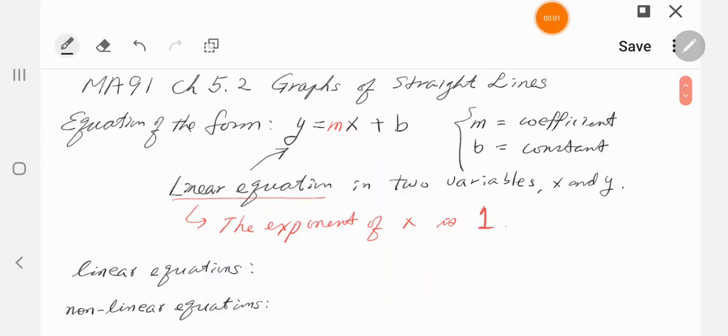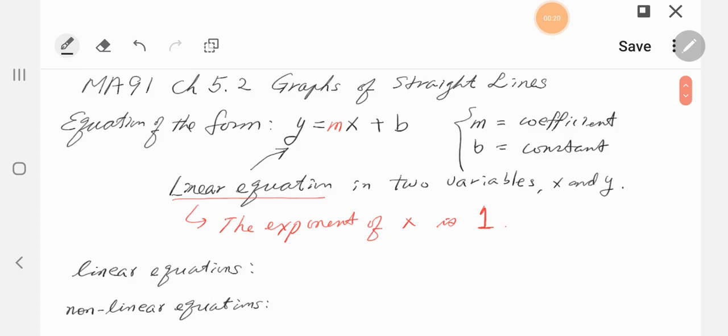Okay, chapter 5.2, graphs of straight lines. The graph of a straight line is a straight line, right? Straight line, not a curved line. Then the straight line always has an equation like this.